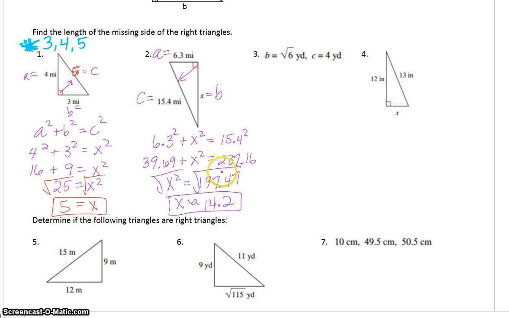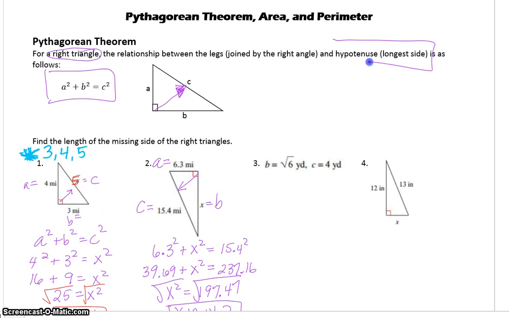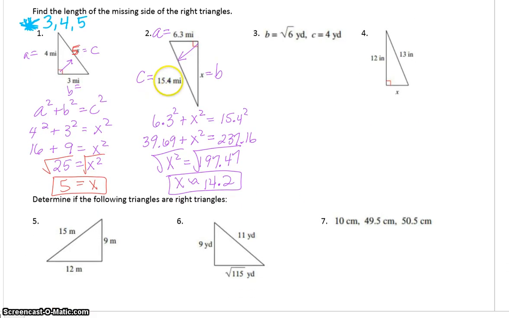Now, one thing to look at is that your hypotenuse is always going to be the longest side. So if I would have gotten something for x that was longer than 15.4, I need to look at my answer and figure out what I did wrong, because that answer is not correct. Okay. Let's look at number 3.